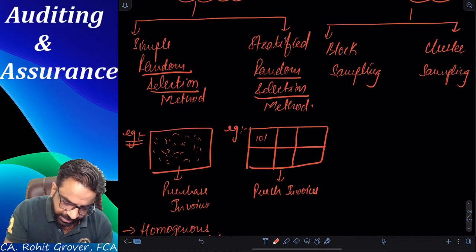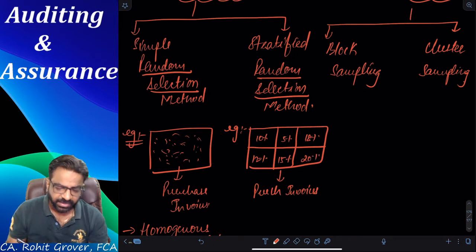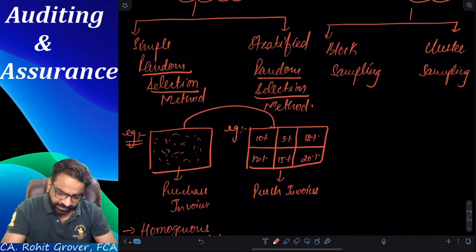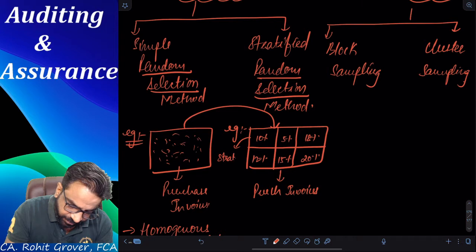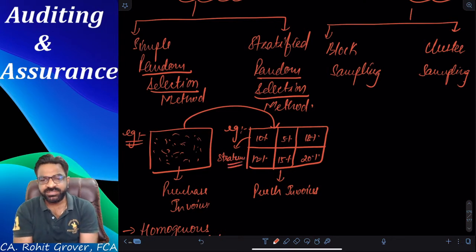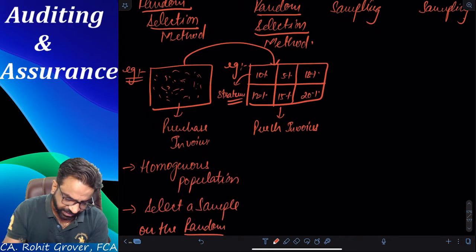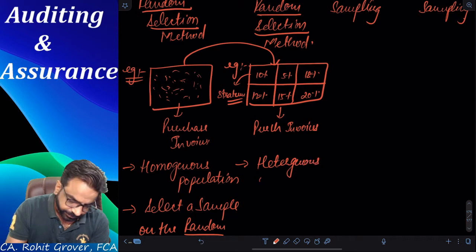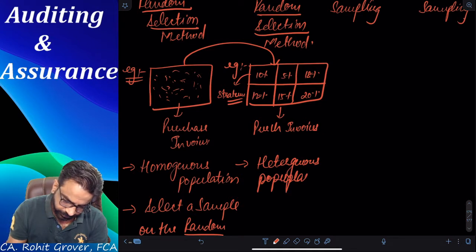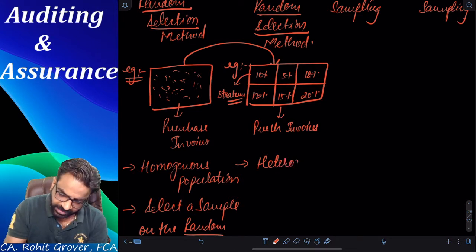So we take 10% on one side, 5% on one side, 18% on one side, 12% on one side, 15% on one side, and 20% on one side. We divided the same population into subpopulations. Each subpopulation is known as stratum. So this is called stratification. So point number one, it is a heterogeneous population.